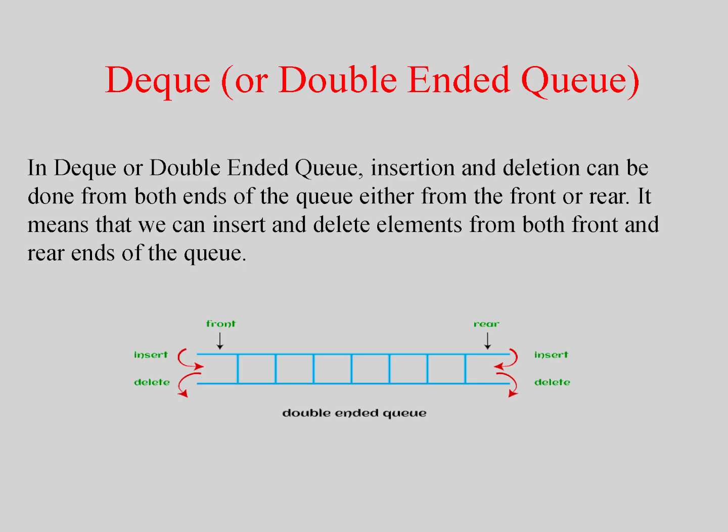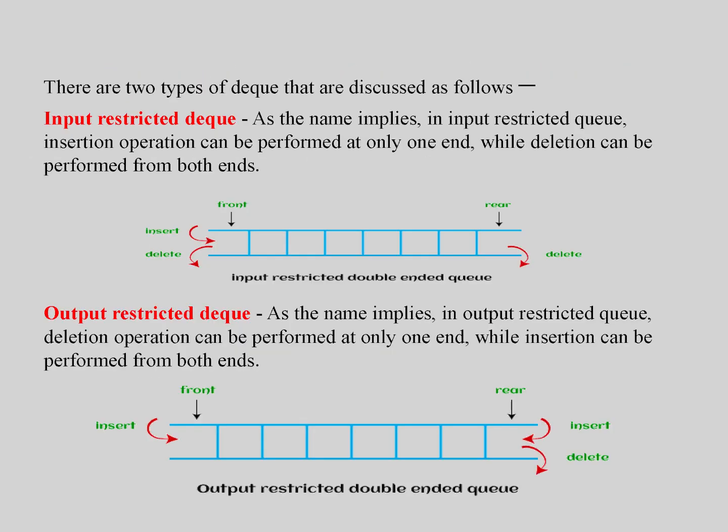DQ or double-ended queue. In DQ or double-ended queue, insertion and deletion can be done from both ends of the queue, either from the front or rear. It means that we can insert and delete elements from both front and rear ends of the queue.